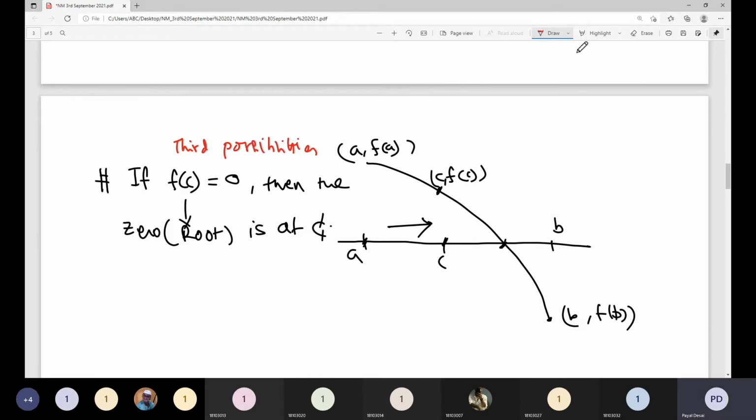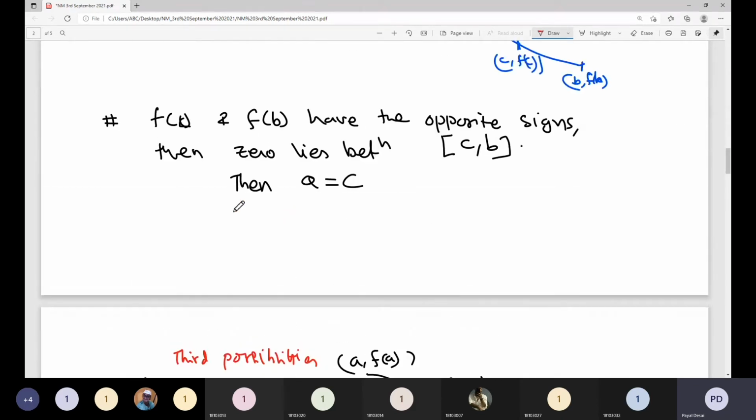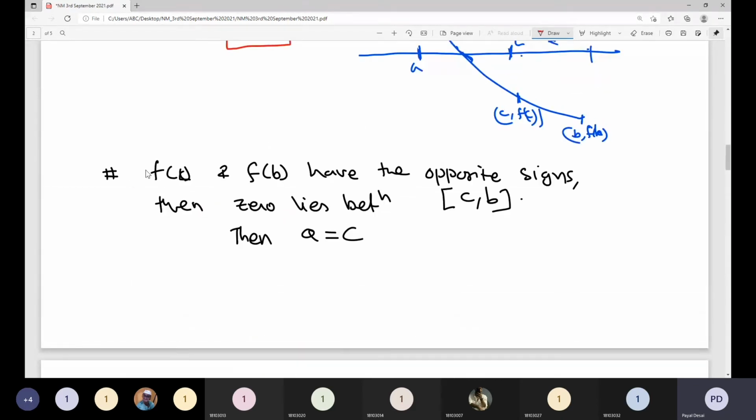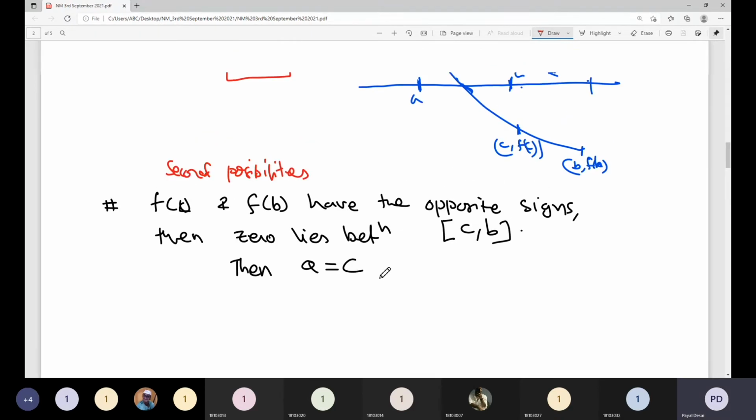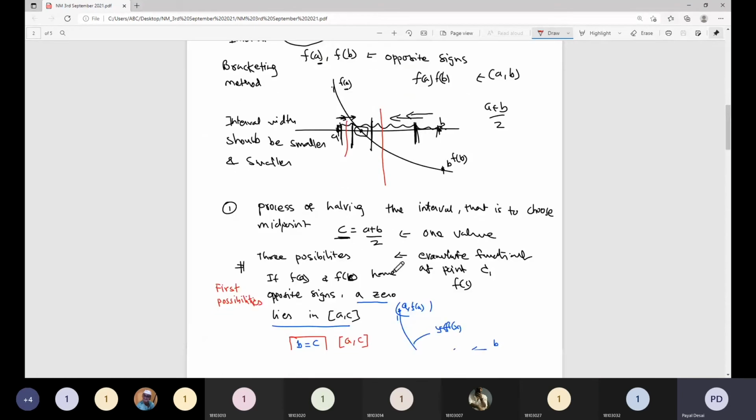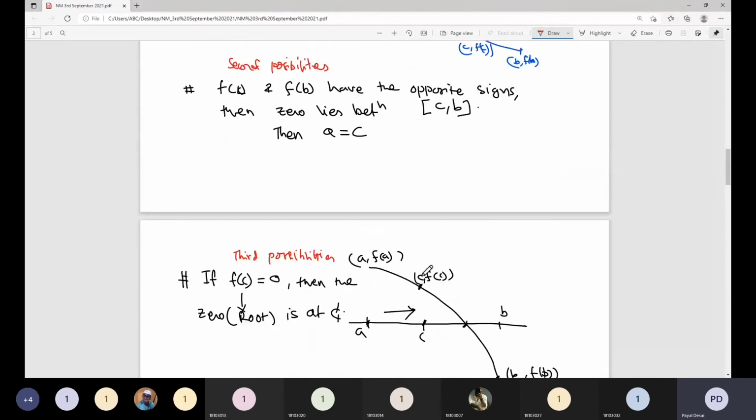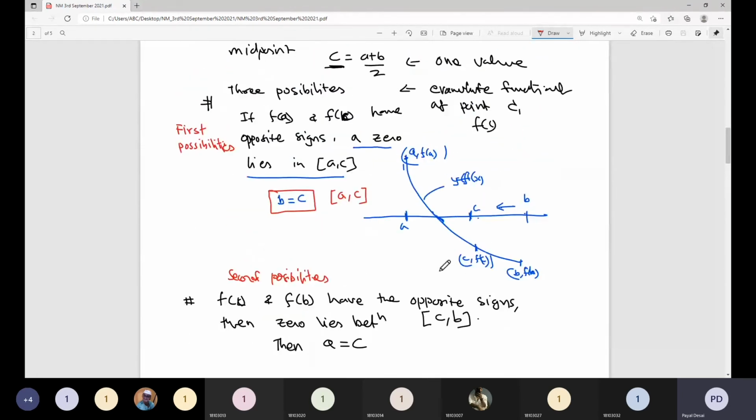So understood. Now we will solve one example. Then you will understand better. Okay, this is the second possibility. Now we will try to see one example. So it is much more clear by solving it. Again, if you have any doubt, just let me know, or then we solve one example.